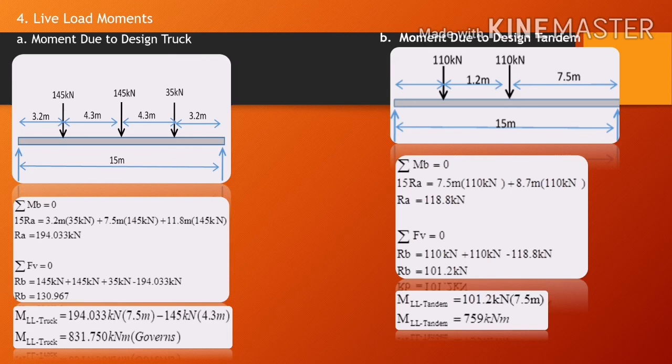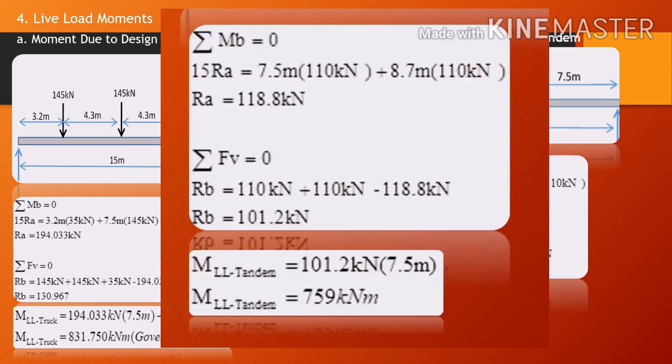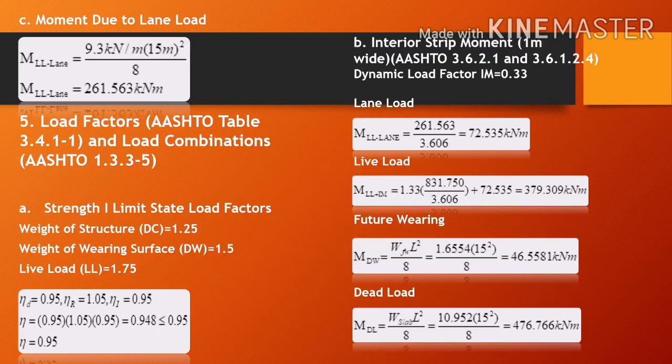For moment due to design tandem, the loads are 110 kilonewton. And then we solve again for the reaction at each side. For the left side or the RA is equal to 118.8 kilonewton. And for the right side or the RB is equal to 101.2 kilonewton. And then we solve for the moment, which is equal to 759 kilonewton meter. For moment due to lane load, the uniform load is equal to 9.3 kilonewton per meter. And then solve for the moment, which is equal to 261 kilonewton meter.